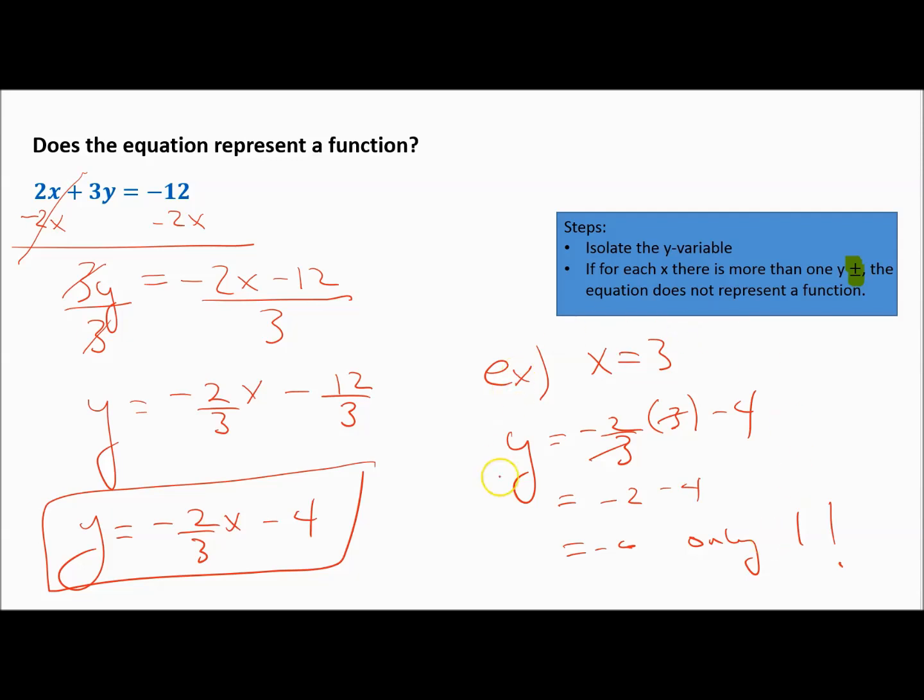I just used this example. You don't even have to show me the example. You don't have to pick a number to think about it. But if it helps you think about it, you go right ahead. But the answer is yes. For each x, there's only one y value.